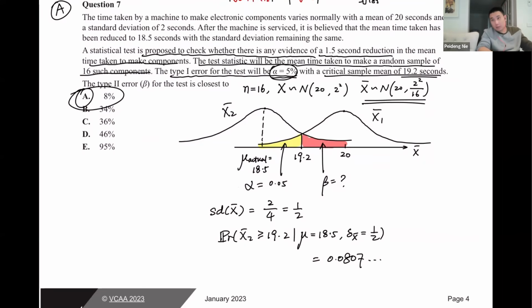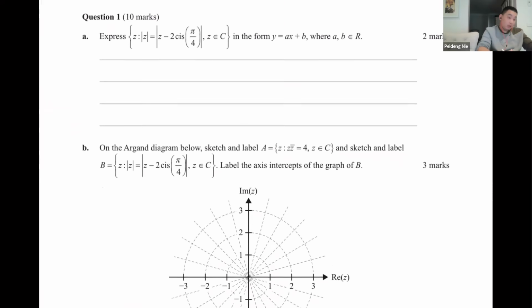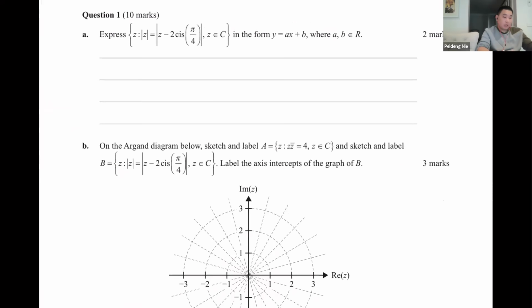Okay, now let's have a look at the extended response questions. So, first one. Question 1: express this set, |z| = |z - 2cis(pi/4)|, in the form y = ax + b, where a, b are real numbers. Well, this is actually calculating the perpendicular bisector between 2 points, which is 0 + 0i and 2cis(pi/4).